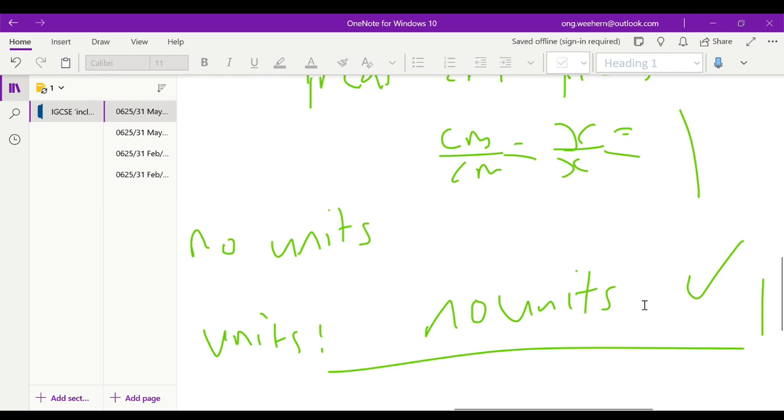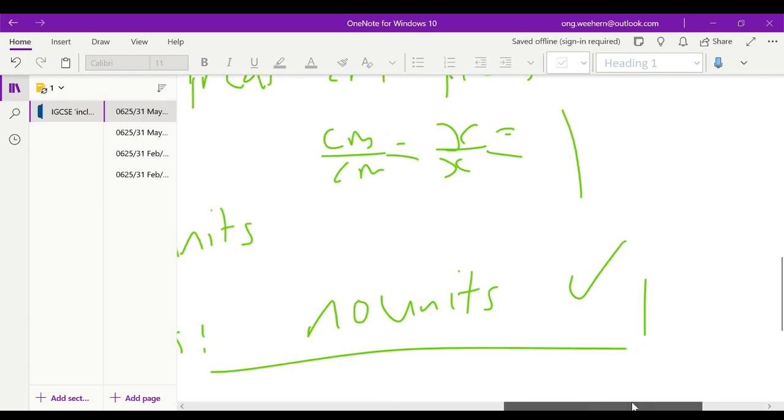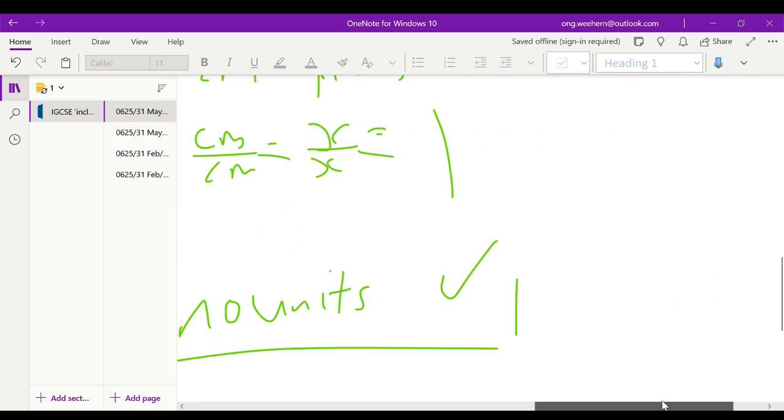If the units are given, for example, they ask you to write units and there are units, you write down the units. So in case a Cambridge question comes out, especially those that involve no units, you must specifically write no units in your answer.